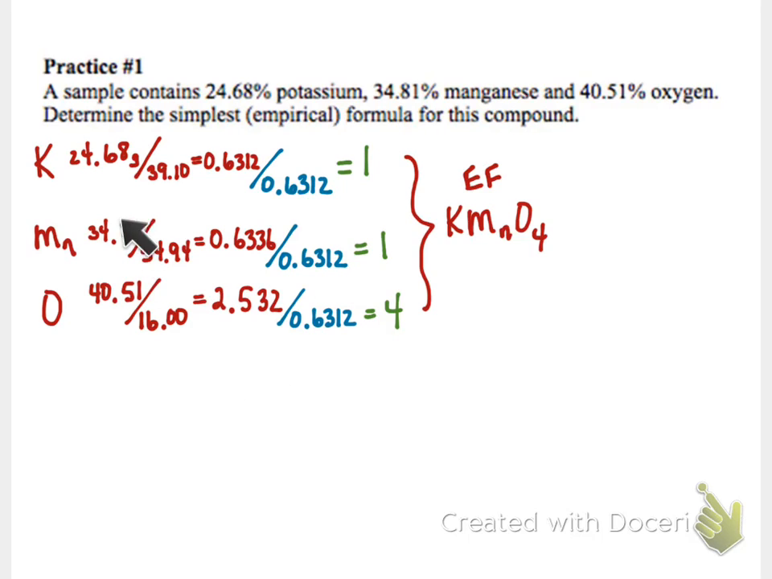Okay, so take the percent data, turn it to grams, divide by the molar mass of each element. That gives us a decimal form of the moles. Do not round in the middle. Pick the smallest one, divide each of them by whichever is smallest, and then hopefully you get whole numbers. In this case, 4 and 1 and 1, which means our empirical formula is 1 potassium, 1 manganese, and 4 oxygens, KMnO4.